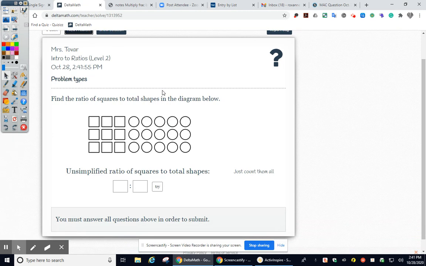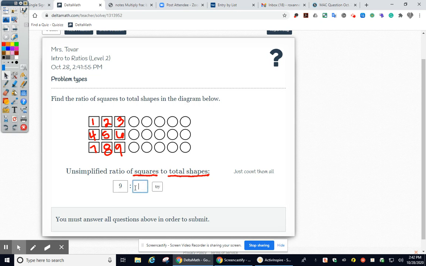Okay? Again, we need to read carefully though. So here it says find the ratio of squares to total shapes in the diagram below. So we're going to do that again. So again, we're finding the number of squares first, then the number of total shapes second. So I'm going to count my squares and only my squares first. We have 1, 2, 3, 4, 5, 6, 7, 8, and 9. So for my squares, I would be sure to put 9.